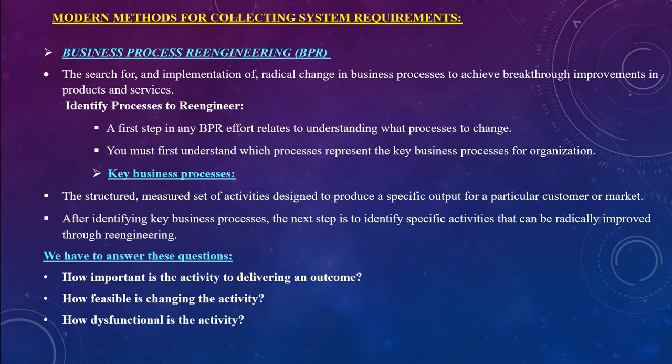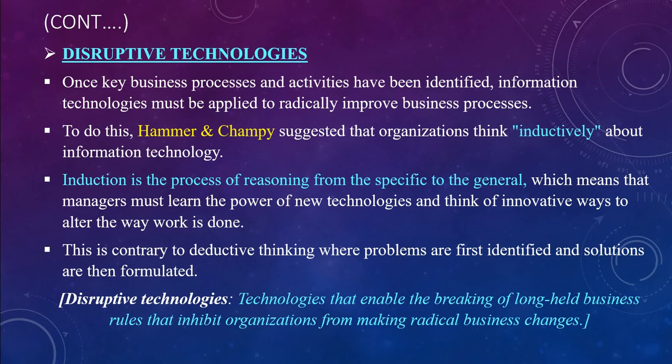You have these three questions that you should ask while carrying out the BPR. One is, how important is the activity to deliver an outcome? You must have an objective or a goal. So you have to check how important the activity is in order to deliver an outcome or to meet the need of the objective. How feasible is changing the activity? Next, how dysfunctional is the activity?